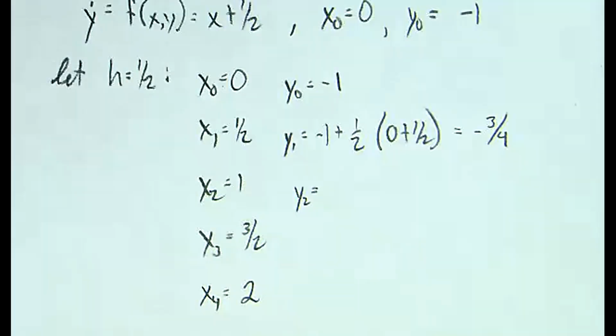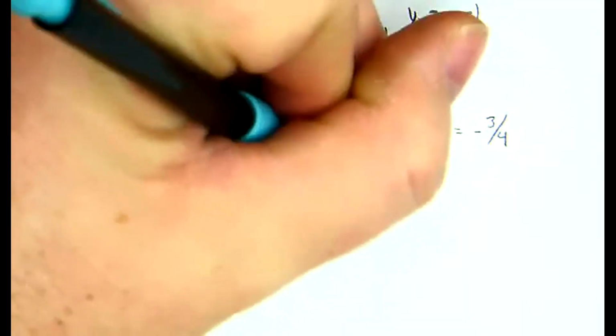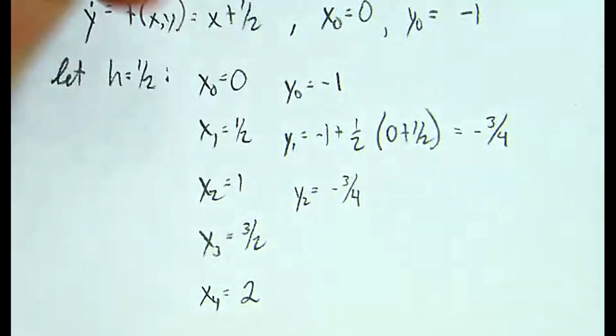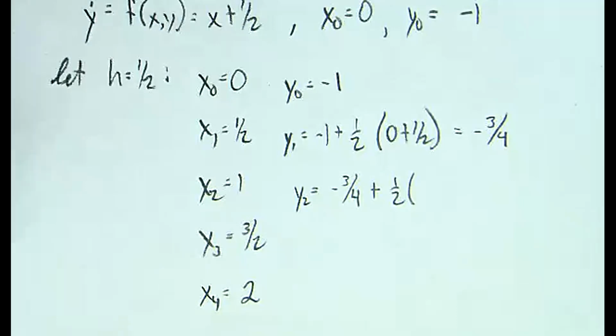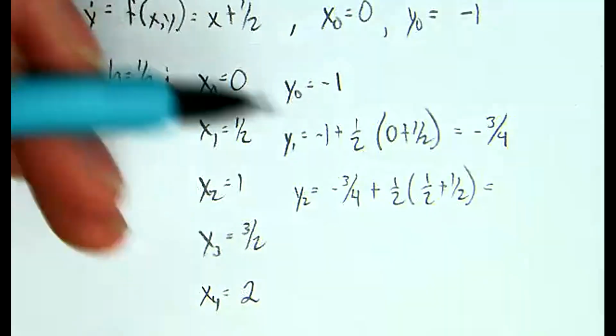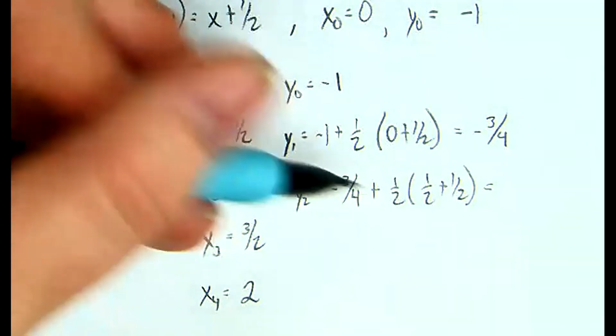My next y value, or my next approximate for the y value, is going to be -3/4 plus my step size is 1/2, and my slope is always equal to x plus a half. My previous x value was 1/2, so 1/2 plus a half. 1/2 plus a half is 1. 1/2 times 1 is 1/2. -3/4 plus a half is -1/4.